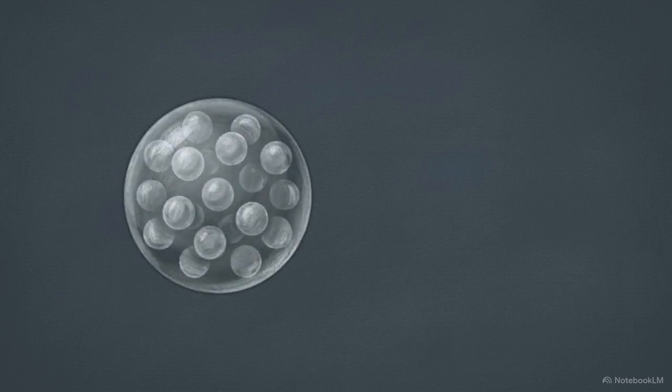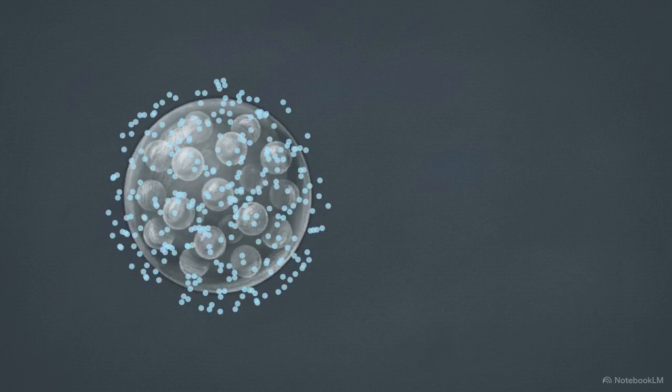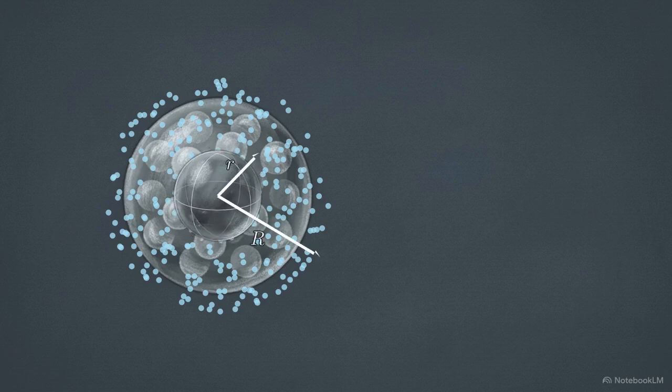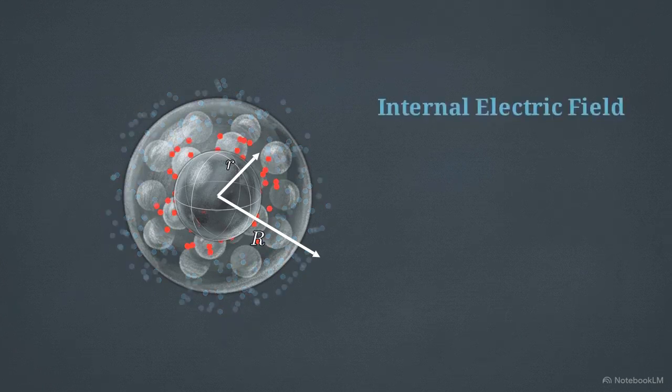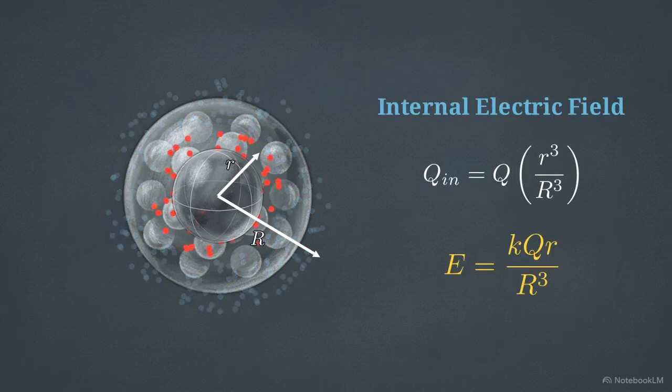If we move to a solid charged sphere and want to calculate the field inside the material, we draw an internal spherical boundary. Because the charge is distributed throughout the solid, our smaller boundary only traps a specific fractional volume of the total charge. Calculating that fraction gives us the internal electric field.